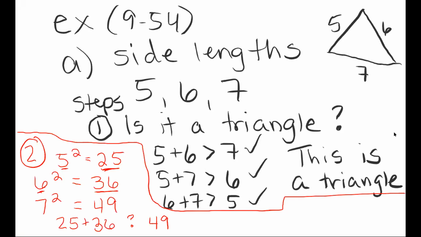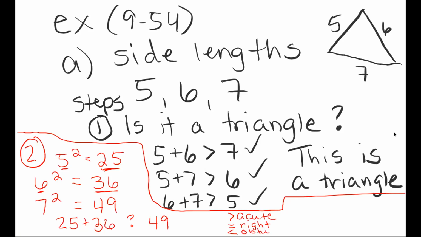How does that compare? Now, if the sum of the 2 smaller sides is greater than the larger side, then I'm going to get an acute triangle. So 25 plus 36 is greater than 49, I get acute. If 25 plus 36 is equal to 49, I'm going to get a right triangle, which are special and very helpful and super useful. You use it a lot in math. And if 25 plus 36 is less than 49, I'm going to get an obtuse triangle.